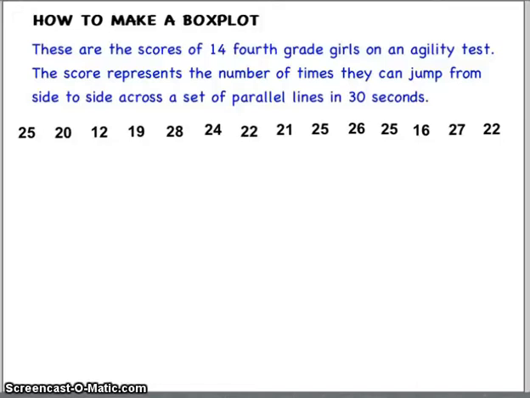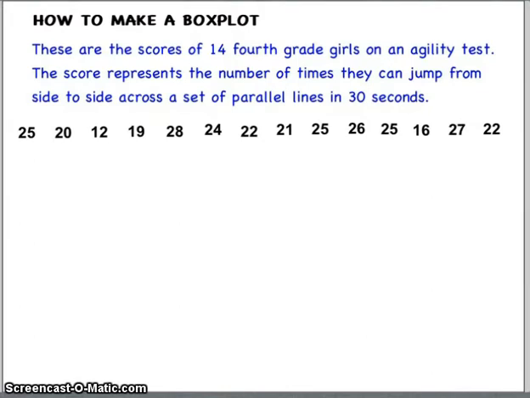In this video, you're going to learn how to make a box plot. The data we're going to use are a set of scores of 14 fourth grade girls on an agility test. The score represents the number of times that the girls can jump from side to side across a set of parallel lines in 30 seconds.